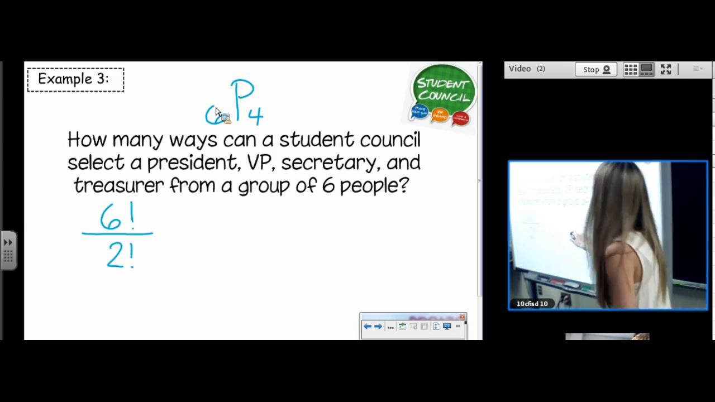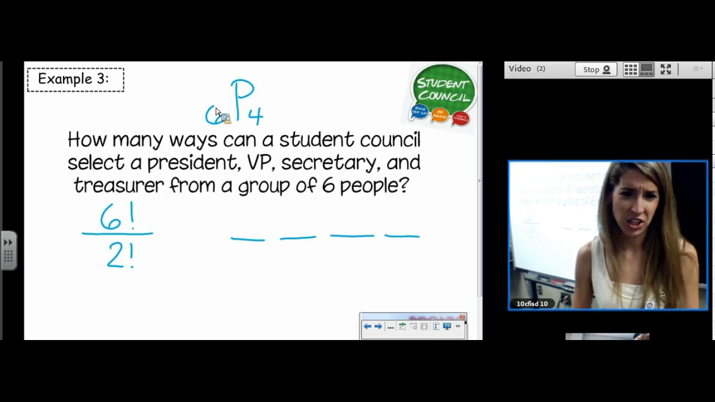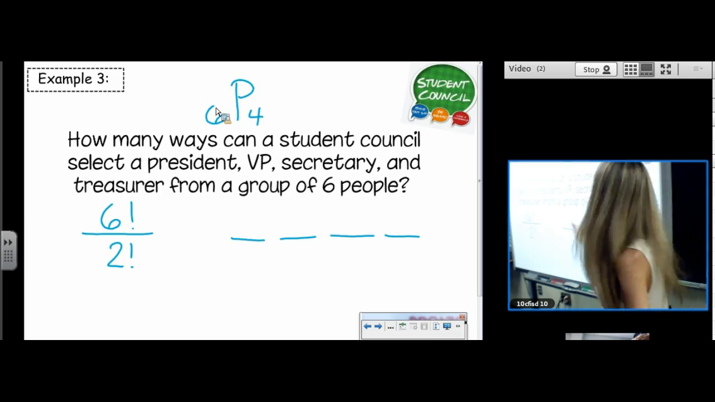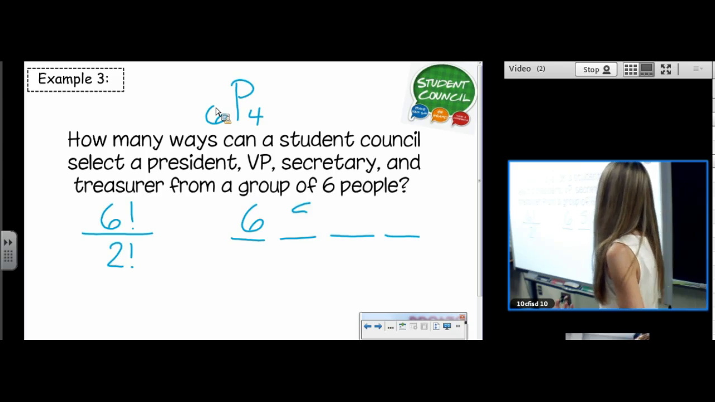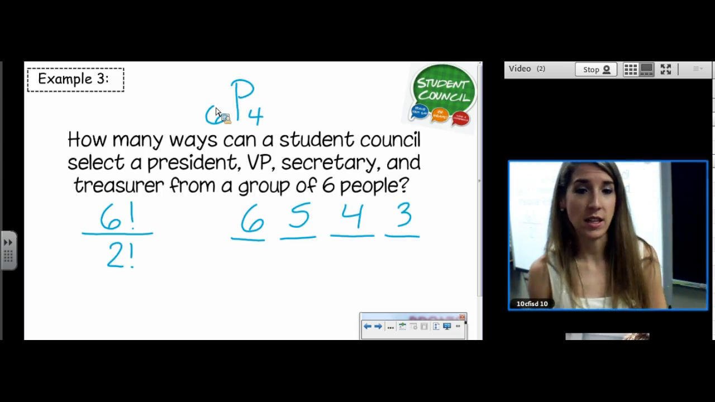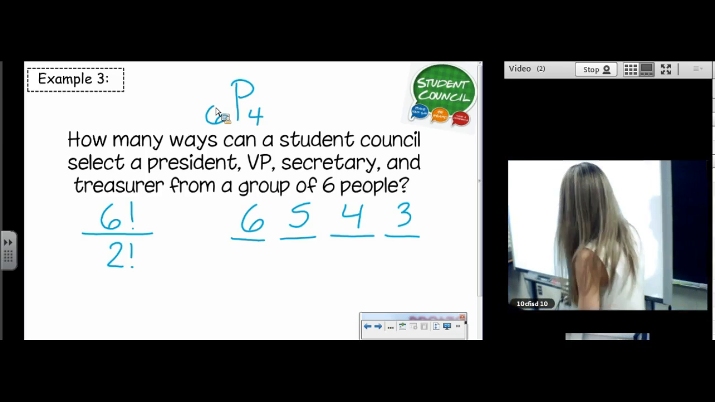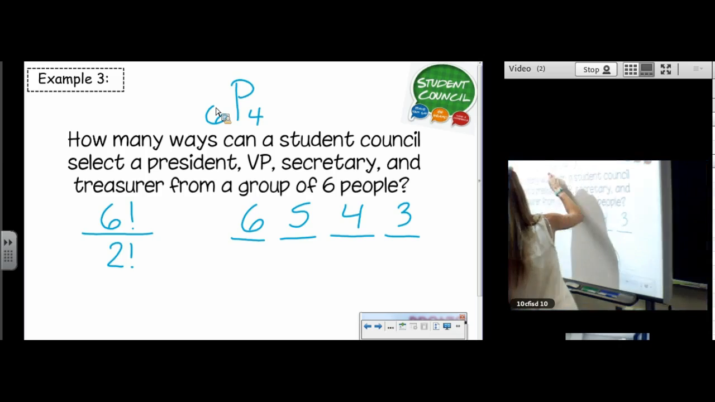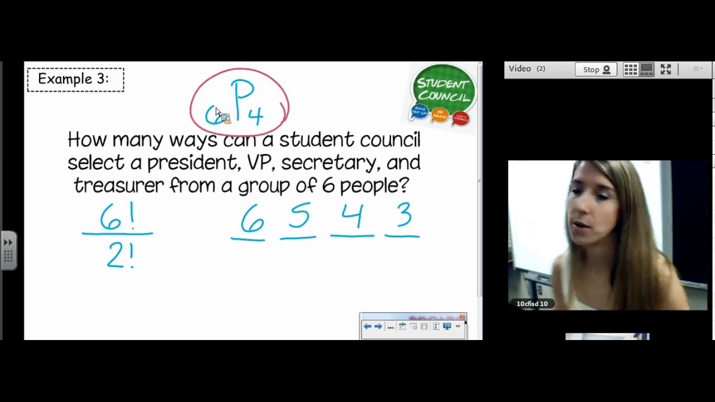And then you can do what I call the common sense way. There's 4 positions. For president, I have 6 choices. Once I choose a president, I only have 5 choices left, then 4, then 3. So there's really 3 different ways to do this. Now, what I haven't shown you yet, but you probably already saw it when you looked for factorial, is that this is actually in your calculator. So if we did not want to do that by hand, we could go to our calculator.